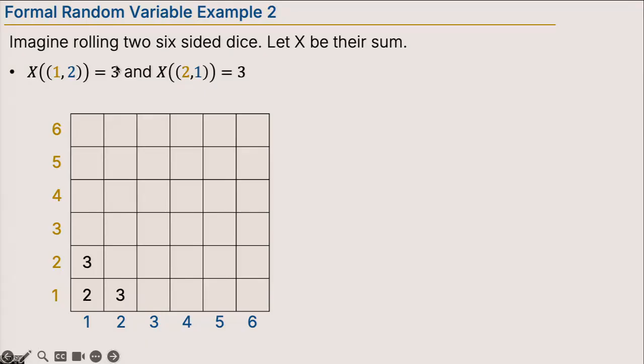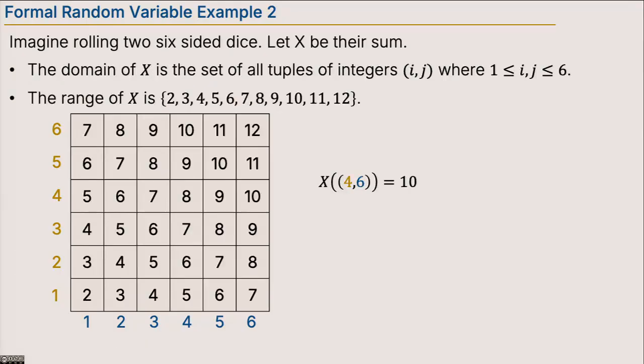It's not a very exciting function, but you can imagine filling this whole table out. And so we can think of this random variable x. It's a function whose domain is the set of all pairs or tuples of integers i, j, where i and j are between 1 and 6. And the range of the function is 2 through 12. Okay? So that's another random variable.